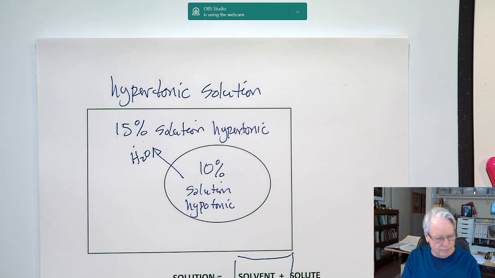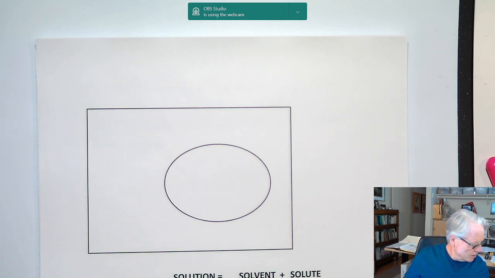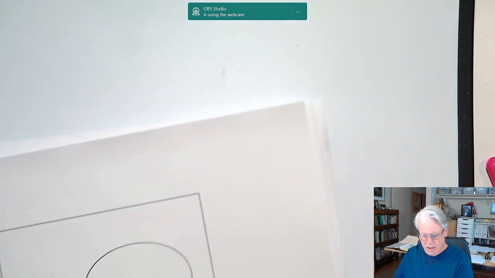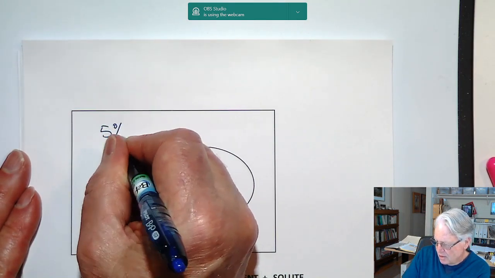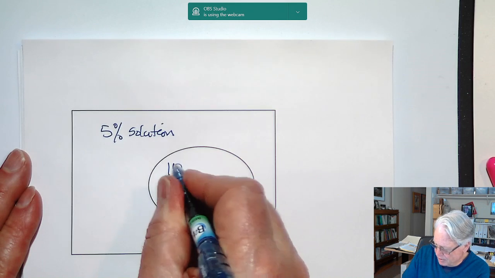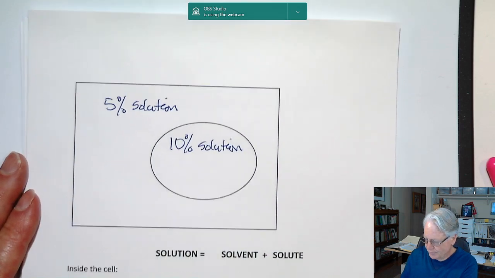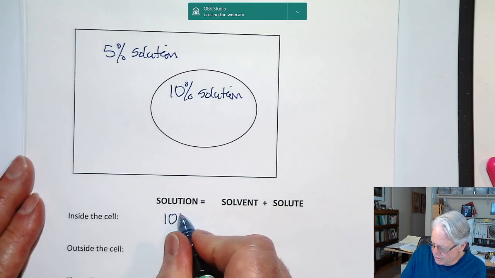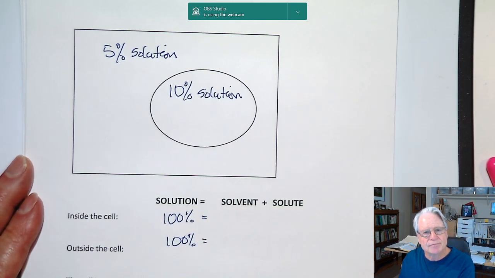Let's give one more example. So we'll come back, get one more of these, and we will now set up a different example. So I'm going to say I have now a 5% solution here and a 10% solution here. We're going to go ahead and solve our equation for the inside and the outside of the cell.